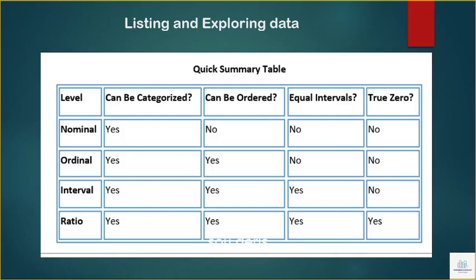So here is a table to help us understand how these levels of measurement look like. So we have the nominal, ordinal, interval. The nominal, all of them can be categorized, but nominal cannot be ordered. Ordinal orders can be categorized. Nominal does not have equal interval. Ordinal also does not have equal interval. Then for true zero, it is only ratio that has true zero.